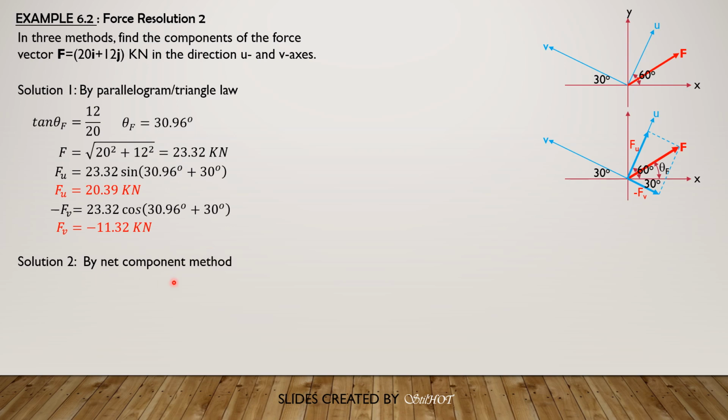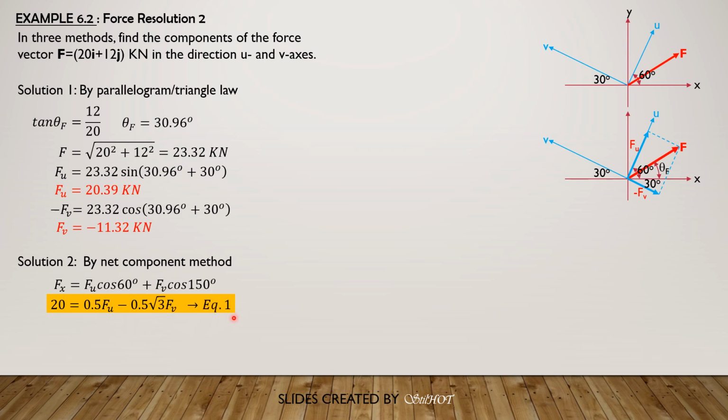Then for the second solution, we call this the net component method. So imagine that there are two forces, Fu and Fv. The angle that Fv makes with the positive x-axis is 150 degrees. So the component of Fu along x is Fu cosine of 60. So Fx is Fu cosine of 60 plus Fv cosine of 150. Simplifying, Fx is equal to positive 20, so 0.5 Fu minus 0.5 square root of 3 Fv.